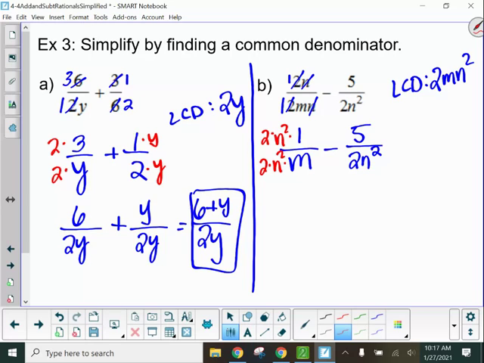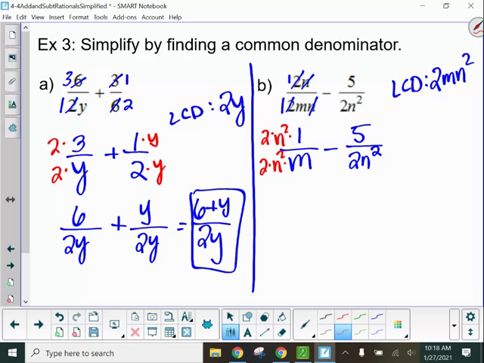And I don't think I discussed this, but the reason why we multiply on the top and on the bottom is because when you have the same thing on the top and on the bottom, that's 1. And when you multiply something by 1, it does not change value. Even though it might look different, it's still exactly the same fraction.